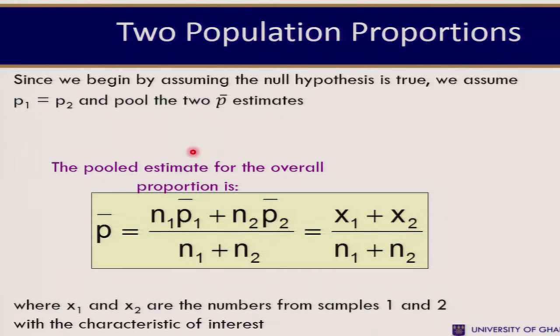We can also calculate what we call the pooled estimate for the overall proportion, which will be given as N1 P1 bar plus N2 P2 bar divided by N1 plus N2, where N1 P1 is actually the same as X1, that is the number of successes in group 1, and then N2 P2 is also the number of successes in group 2, also denoted by X2.